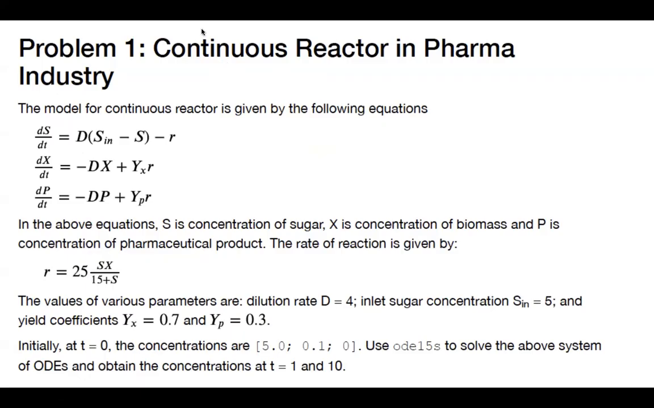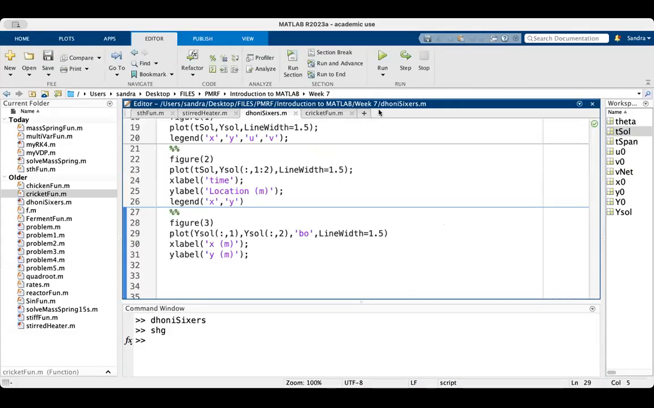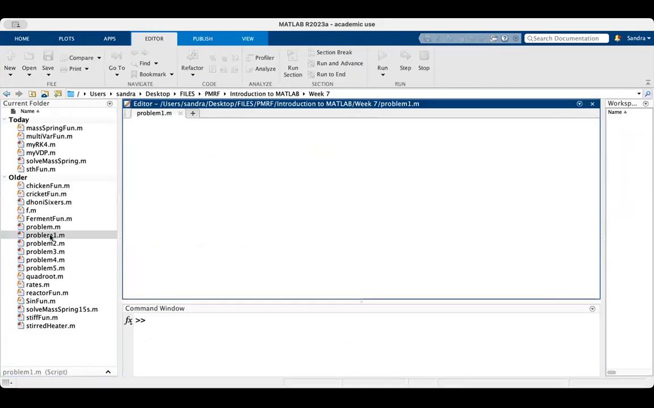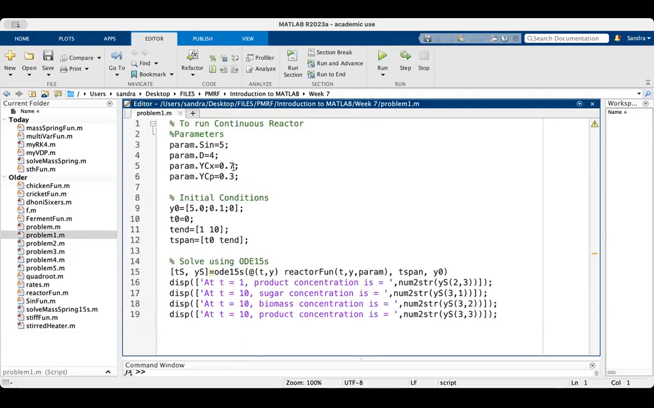So let's try to solve this. Clear, clc. This is the function. First I'm writing all the constants here. We have used structures before. If you don't want to use structures, you can just pass all these variables separately. Since I have a lot of variables to pass on, I've written this with param as my structure's name, and in that I have the variables Sin equal to 5, D equal to 4, YCX equal to 0.7, YCP equal to 3. When I run this, this is what I get.